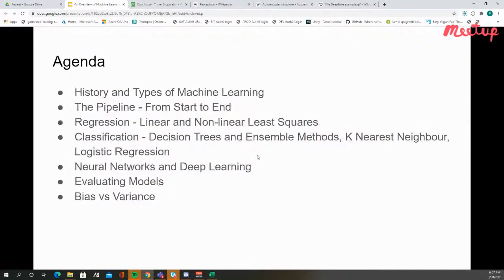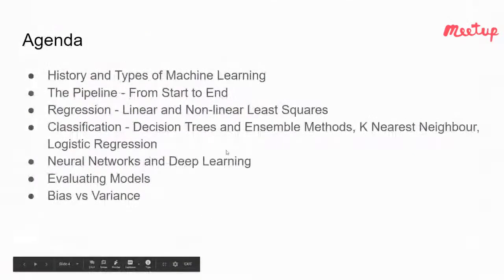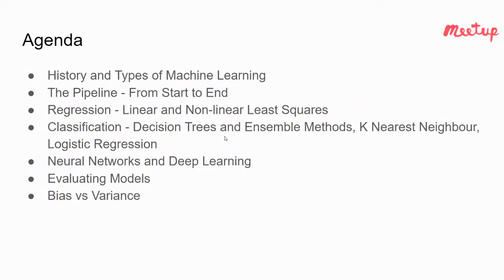Moving on. So let me just expand my screen again. This is the agenda for tonight. We're talking about the history and types of machine learning. Then the machine learning pipeline, from when you first receive data, when you clean it, extract the features you want, model it, test against historic data, and then send that in the pipeline to production.